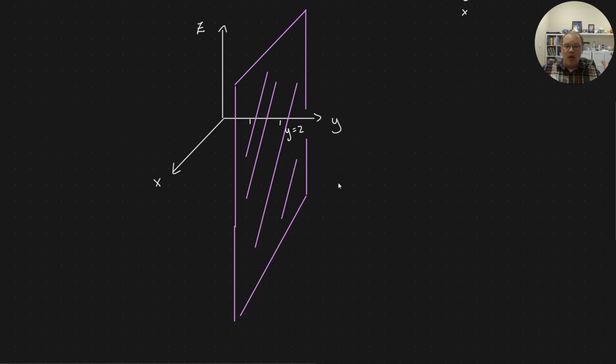That's really nice because that means if I'm finding the intersection of the plane with a surface, that's what I would plug in. All I would do is change all my y's to 2's, and that would give me the 2-dimensional cross section.